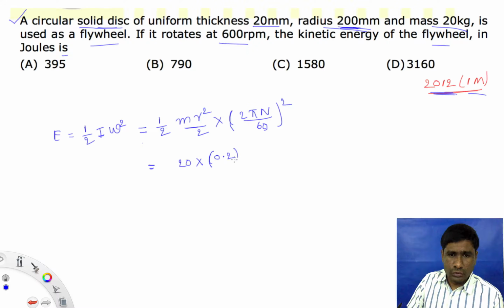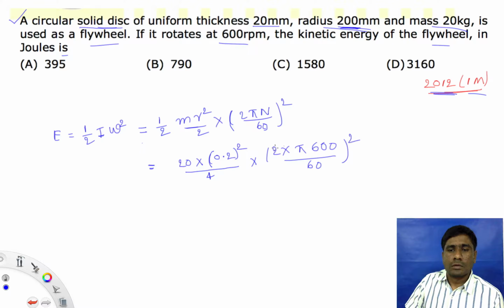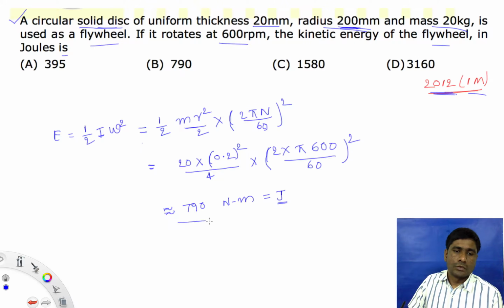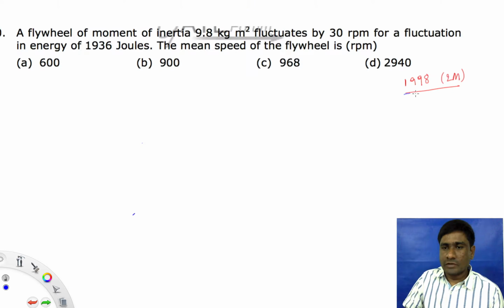So 0.2 whole square divided by 4. This 2 and this 2, 4 into 2 into pi into 600 by 60. If you calculate this value, you get approximately 790 Newton meter, otherwise that is joule also. So this is a simple one. It has been given in 1998 for 2 marks.